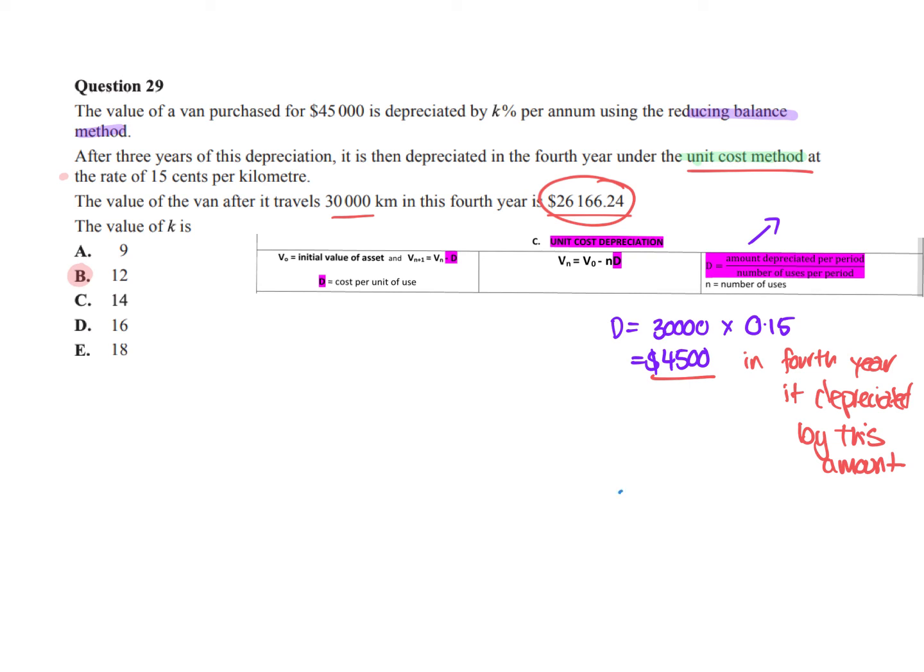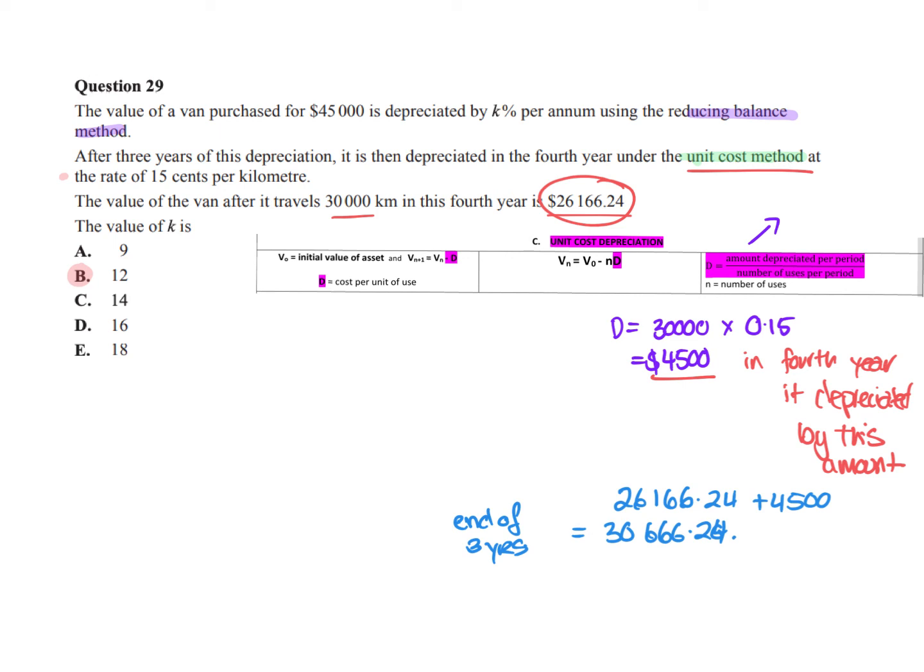So if I do 26166.24 and I add the 4,500, that will take me back to the end of the 3 years. Okay, so if I do that, what's that? So I get 30666.20. Oh, sorry, it should be 24. Okay. All right, so now I know that is the end of the reducing balance.